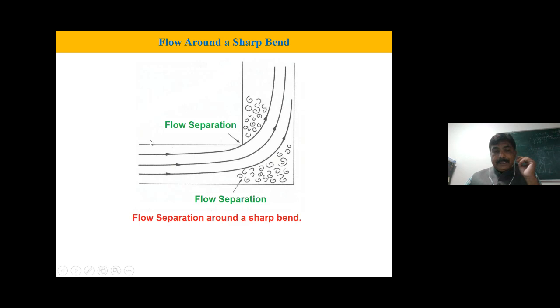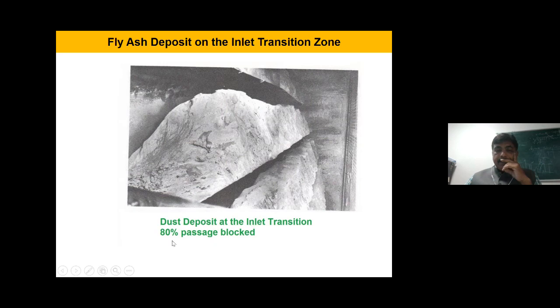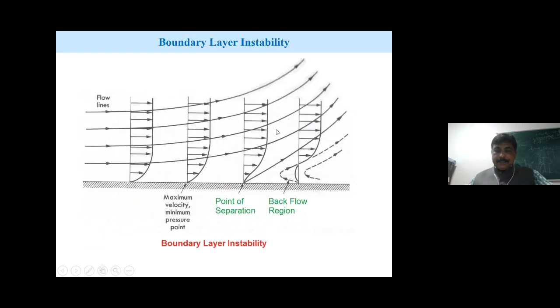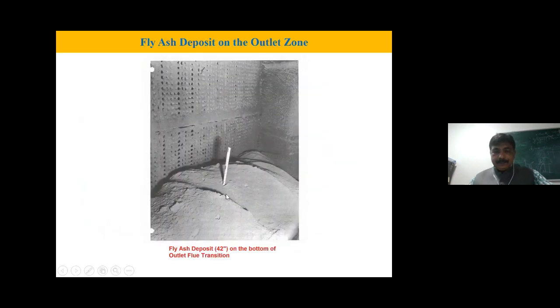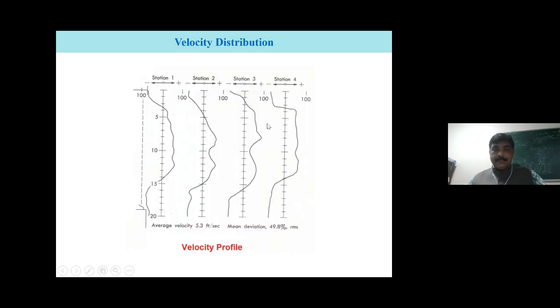When you design the duct, if the duct has a sharp bend, dust deposition takes place at the bend because there is flow separation. You can see the transition zone, the main passage is blocked by the dust, fly ash. Here a scale is inserted to show 42 inches of dust deposition. This is at the inlet, ESP is next to it.